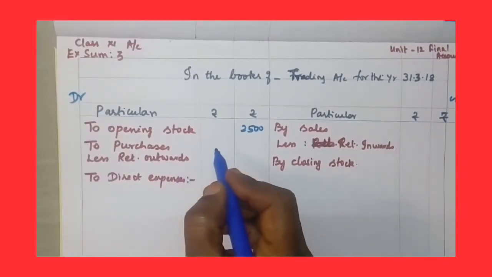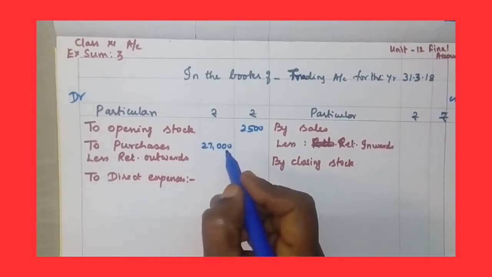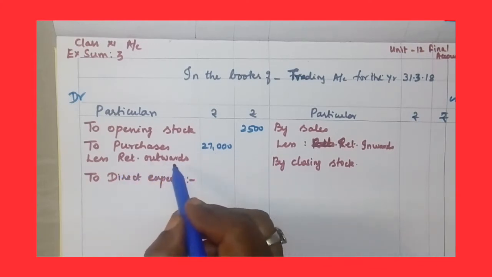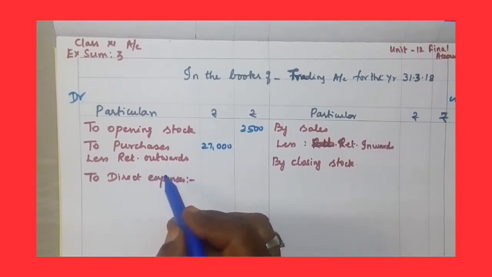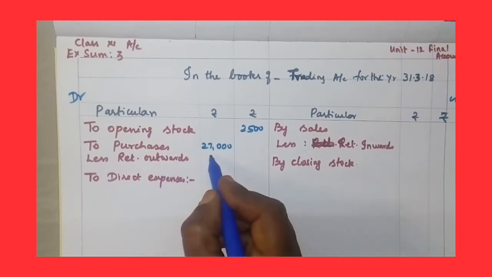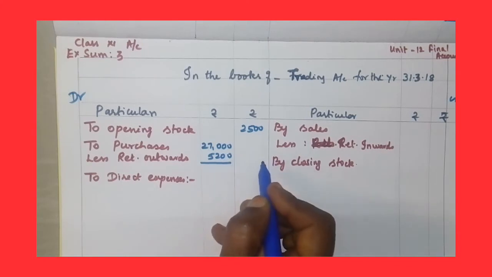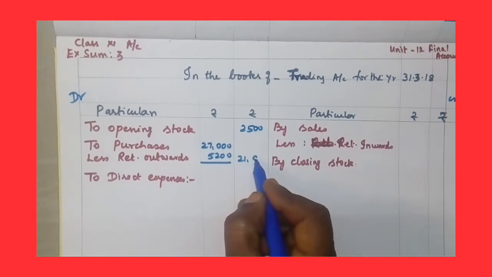Purchases they have given 27,000, so we write it in the inner column because purchase return is given. Purchase return is otherwise called as return outwards. Whatever we have purchased, since it has been damaged, we are returning it outside. That is said to be return outwards. Return outwards they have given 5,200. This we have to subtract and put it in the outer column. 27,000 minus 5,200 gives you 21,800.